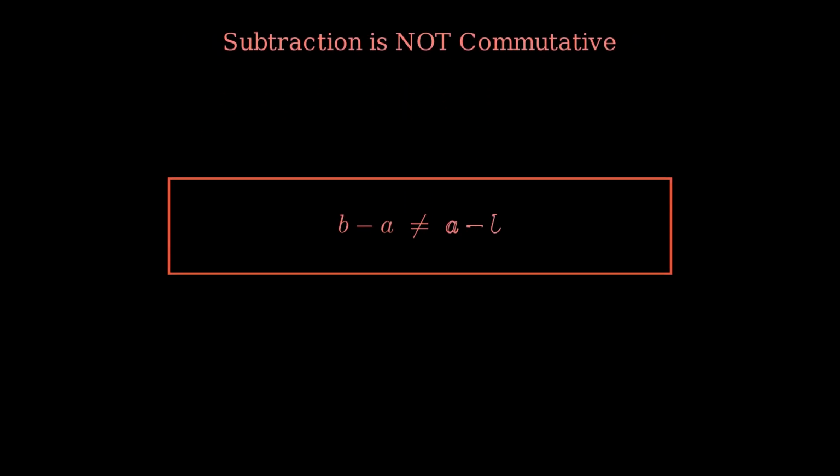However, subtraction has a key limitation. It is not commutative. This means that changing the order of the numbers changes the result. Therefore, b minus a is not equal to a minus b, except when both are equal.